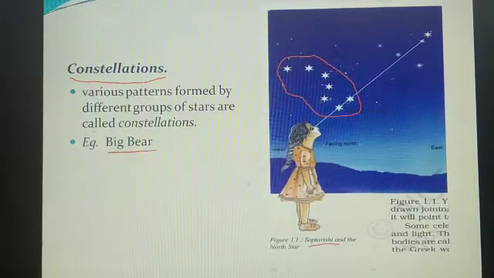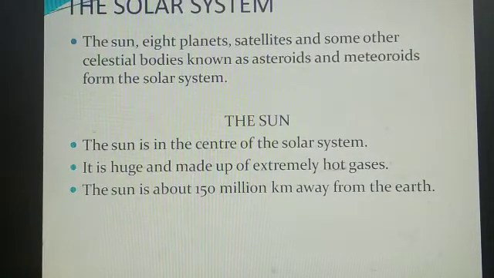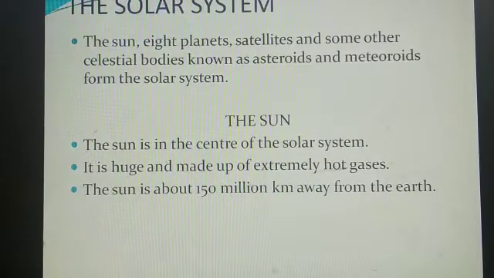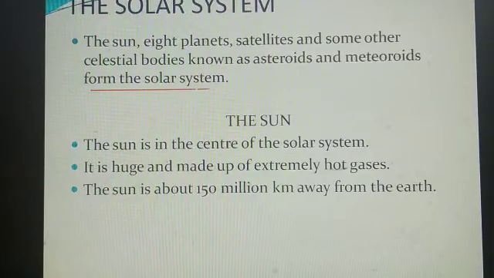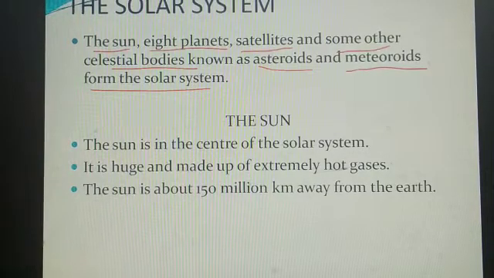Okay, and this kind of pattern we call as the what? Constellation. Okay, then the next topic, that is the solar system. So the definition of solar system is like this: the sun, 8 planets, satellites, and some other celestial bodies known as asteroids and meteoroids form the solar system. The solar system is formed by the what? Sun, 8 planets, satellites like the moon, and other celestial bodies, that is what? Asteroids and meteoroids. All together they're going to form the solar system.